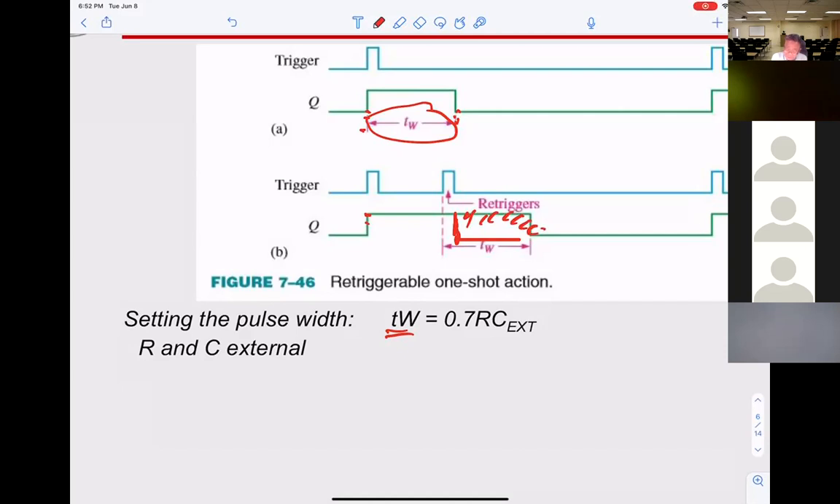However, this is a 74123. That's a re-trigger IC. Then it re-triggers right here. So now it starts from here and counts another TW. So it keeps going. It does not stop. But if it's re-triggered before the end of the first TW, should... Before the end here, right? Well, the first trigger, okay. So it ends where you draw the red line. Say if there was no second trigger. I can tell you on this one here.